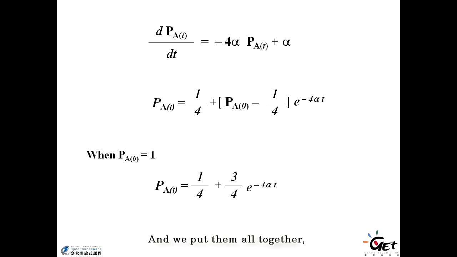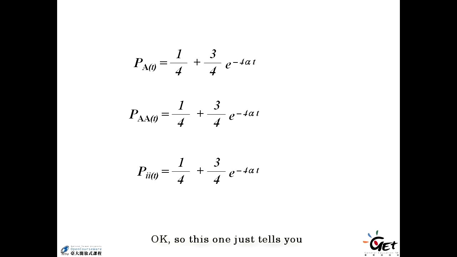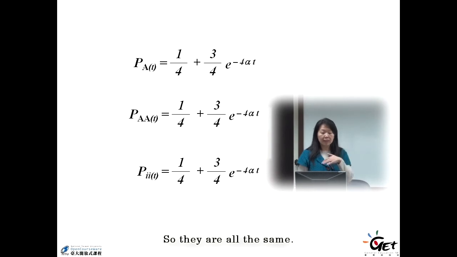And if we put them all together, we can calculate at any given time t the probability of a site to stay with an A, and what's the formula? That's the one given at the bottom of the slide. Okay, so this one just tells you there's an alternative way to write this. So they are all the same.